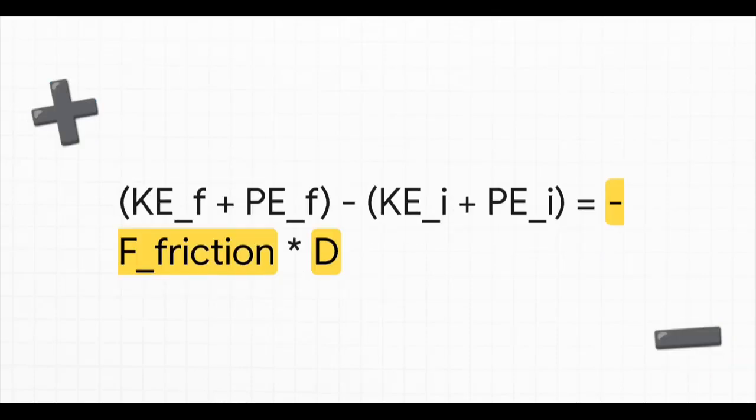So let's blow this equation up a bit. The change in energy is just the final energy, that's kinetic plus potential, minus the initial energy. And the work done by friction, that's just the friction force times the distance, d. And we put a negative sign on it because friction is always fighting against the motion.